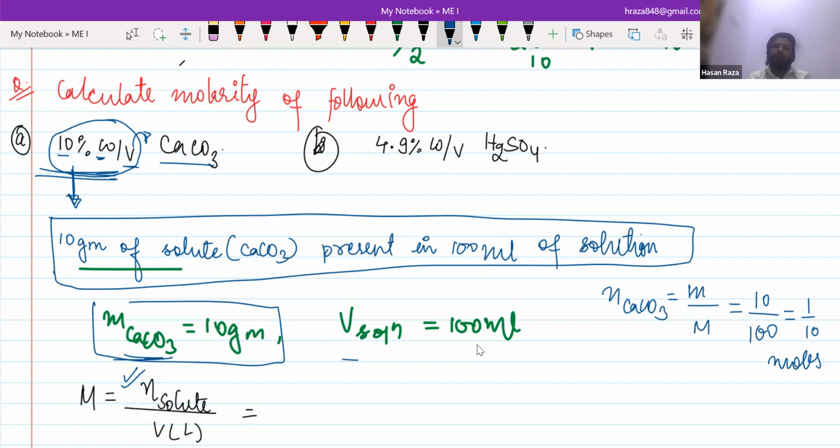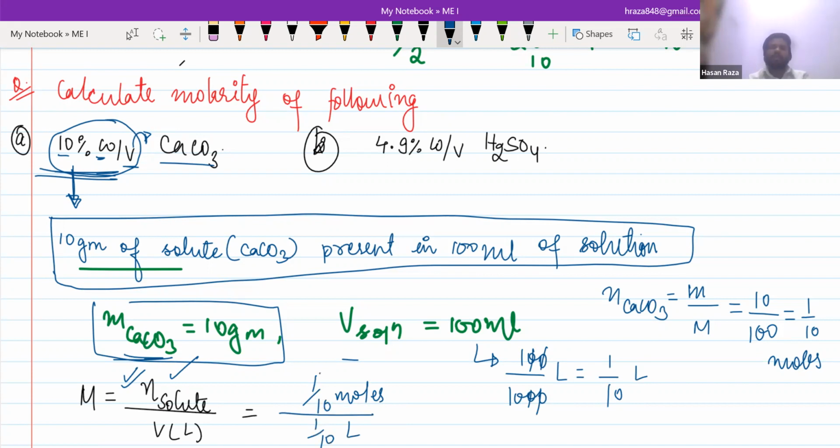And volume of solution in milliliter is given, so you can easily convert it into liter, and it will be again 1 by 10 liter. Now I'm going to put the value. What is the number of moles of solute? That is 1 by 10 moles. What is the volume of solution in liter? That is 1 by 10 liters. So this and this number will be cancelled, and here you will get 1 mole per liter or 1 M.